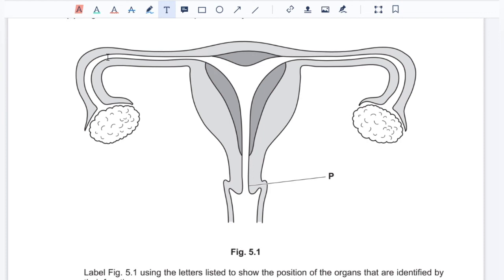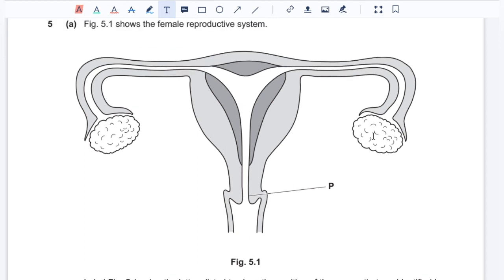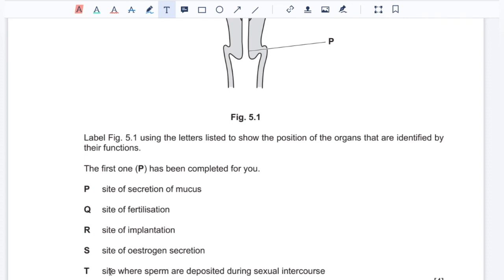And R, the site of implantation, is the endometrium. This over here can be R, the right or the left hand side, the darkest area. And S is the site of estrogen secretion. Estrogen is secreted from the ovaries, so either one of them. And T is the site where sperm are deposited during sexual intercourse, so that would be the vagina over here.